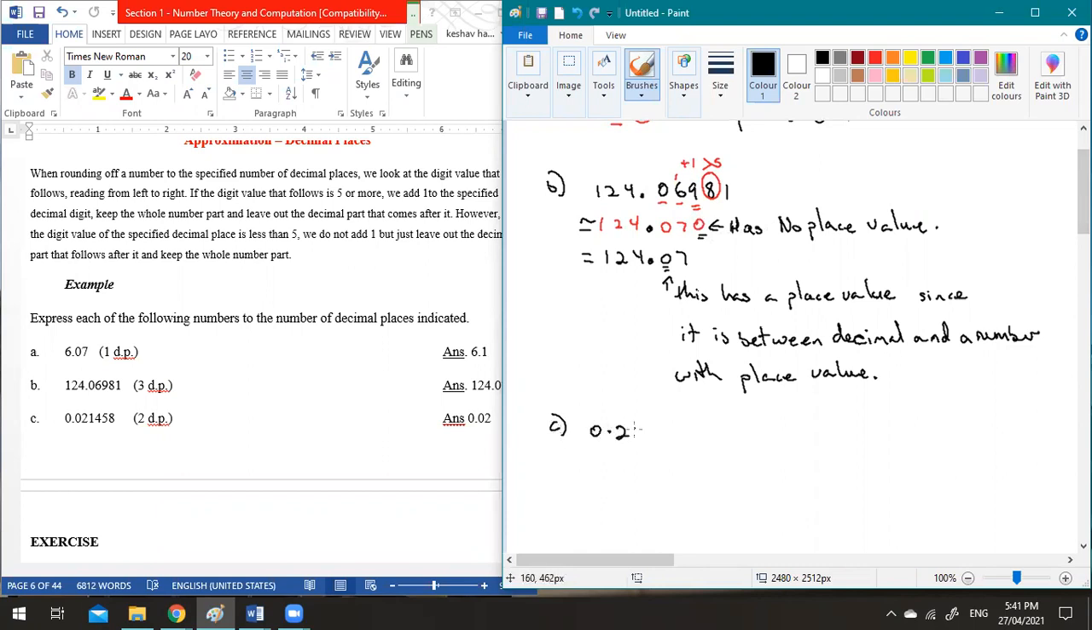0.2, sorry, 0.214 58. Right? So 2 decimal places. Second decimal place, we look at the number on the right. It is less than 5. So we leave it alone. 0.02. And all these numbers will have 0 place values after it. So you can leave it as this.